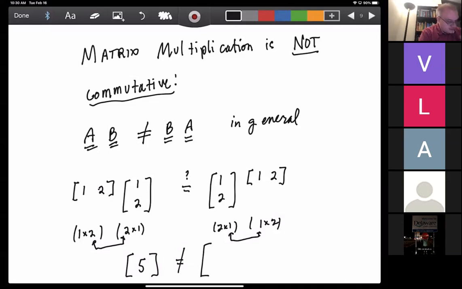So I go across the row and down the columns. I get 1 times 1 is 1, 1 times 2 is 2. And then for the second row of my product, I go across and down. 2 times 1 is 2, 2 times 2 is 4. Okay, so A times B is defined, B times A is defined, but they're not equal to each other, and they're not even matrices of the same dimension.